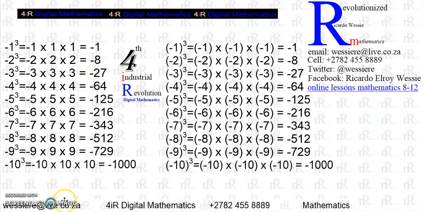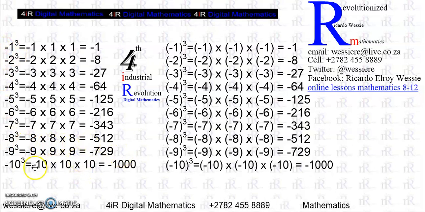Once again, something to be cautious about. When I work with negative 1 all cubed, it means negative 1 times negative 1 times negative 1. When I work with negative 1 cubed, it means negative of 1 times 1 times 1. Only the 1 is being cubed, not the sign.